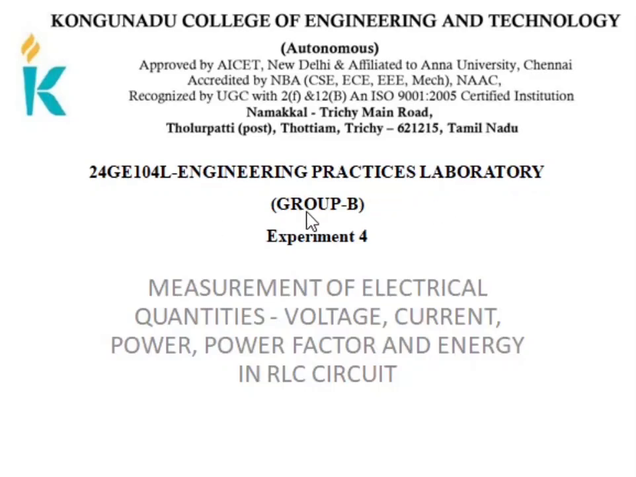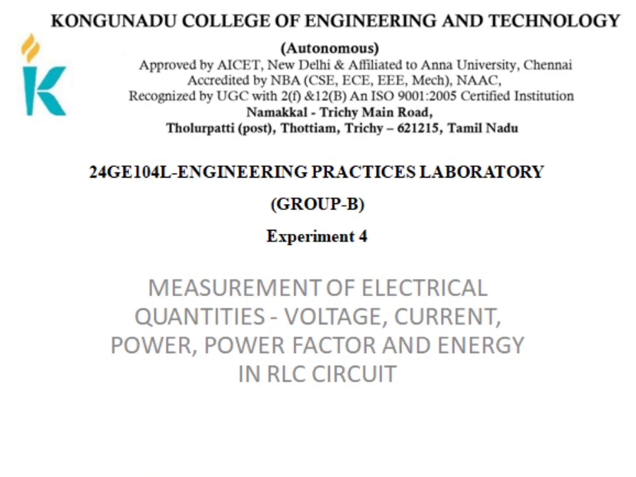Engineering Practices Laboratory, Group B, Electrical and Electronics Part, Experiment 4. The title is Measurement of Electrical Quantities: Voltage, Current, Power, Power Factor and Energy in an RLC circuit. These are all the parameters we are going to measure for this experiment 4.